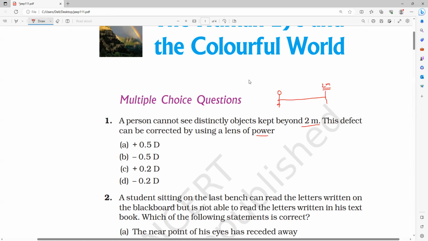If a person has normal vision, up to what distance can he see? All of you can see up to infinity distance. But here the far point is brought from infinity to less than infinity. So in this case, we all know that focal length is equal to image distance. Am I right or wrong? We studied the shortcut also. F is equal to minus V. So F is equal to what? Minus 2 meters. Correct?